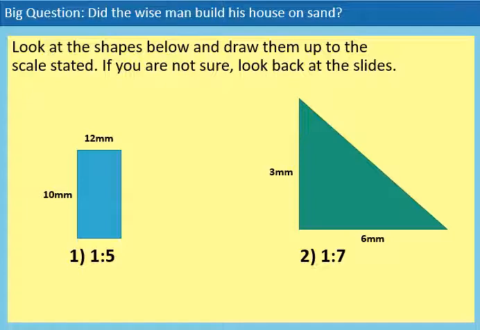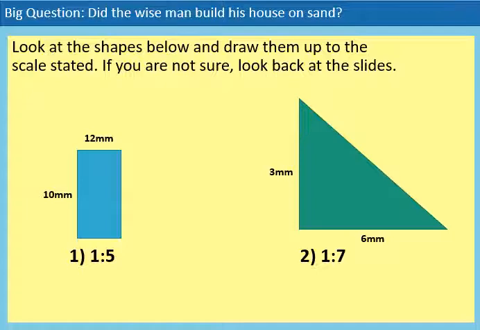So number one, you see a blue rectangle. The measurements are 10 by 12 millimeters. I'd like you to scale it up by 5. So the ratio there is 1 to 5. So you need to make it 5 times bigger.